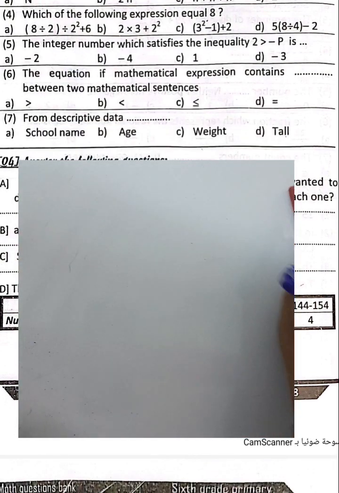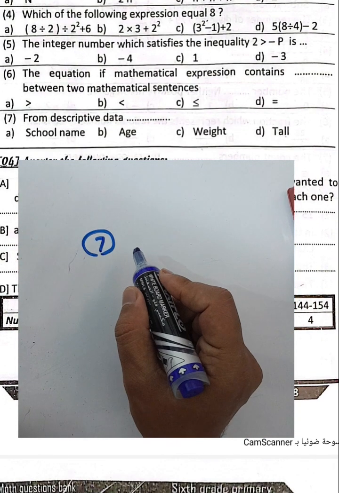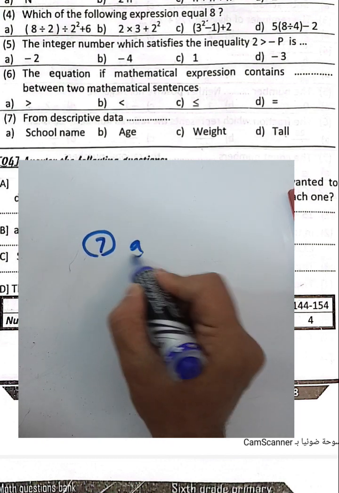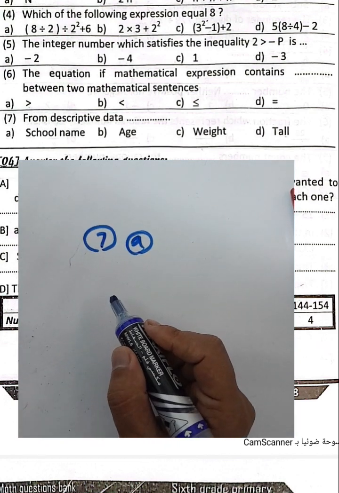Question 7. From descriptive data, it will be letter E. School name, we call the descriptive data.